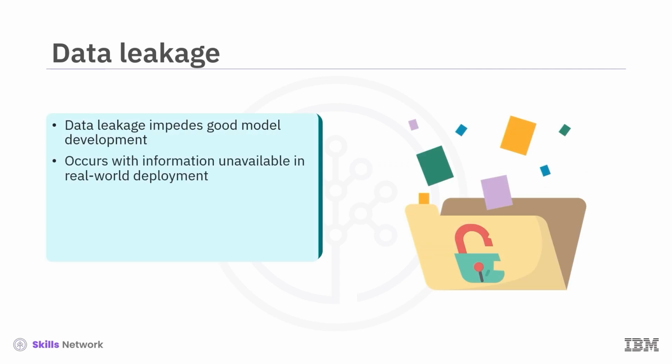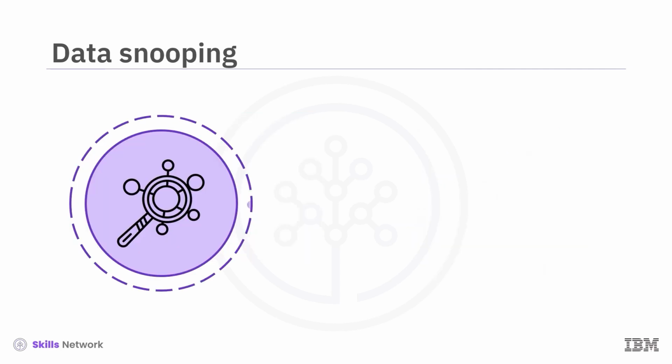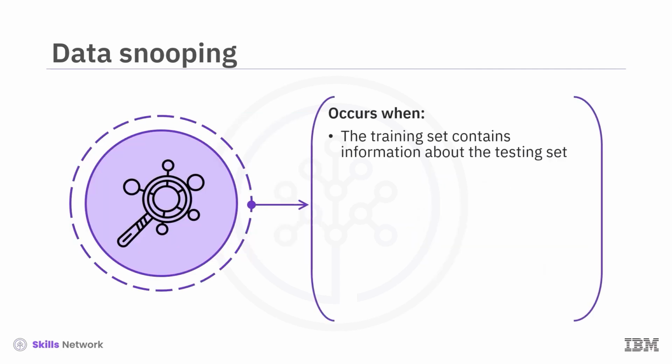Data leakage occurs when your model's training data includes information that would not be available in the real world, such as unseen data after deployment. Data leakage deceives your model, leading it to perform misleadingly well during training and validation. Since your test dataset will also contain this leaked data, evaluation won't detect the poor generalizability until you implement your model into production. Data snooping happens when the training set contains information about the testing set or the model sees data it shouldn't have access to.